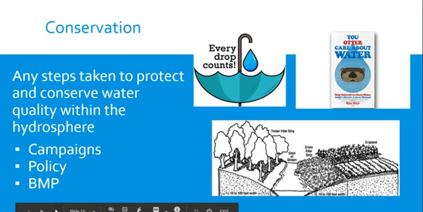Any steps that are taken to protect and conserve water are called conservation measures, and there are many different campaigns and policies and best management practices out there, like we talked about riparian zones, to provide those conservation measures. But that's just a little bit about water quality.